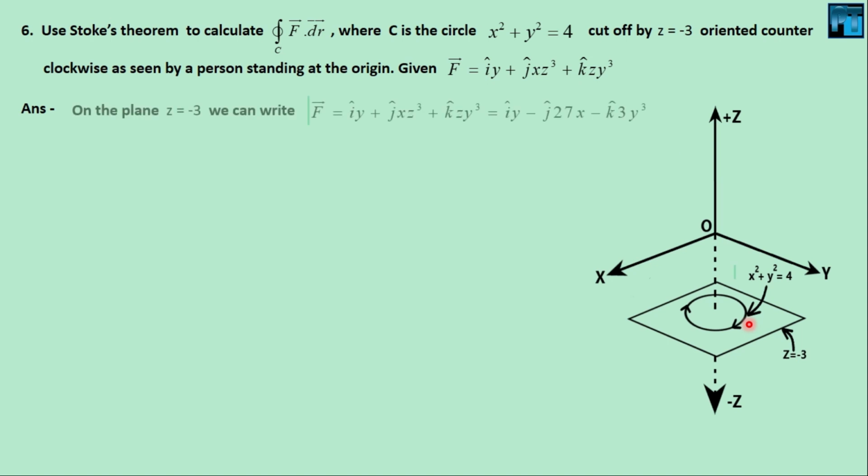Now on the plane z equals -3, what we have, F equal to, put z equals -3 in each part. So we have a clean and clear F containing only x and y.